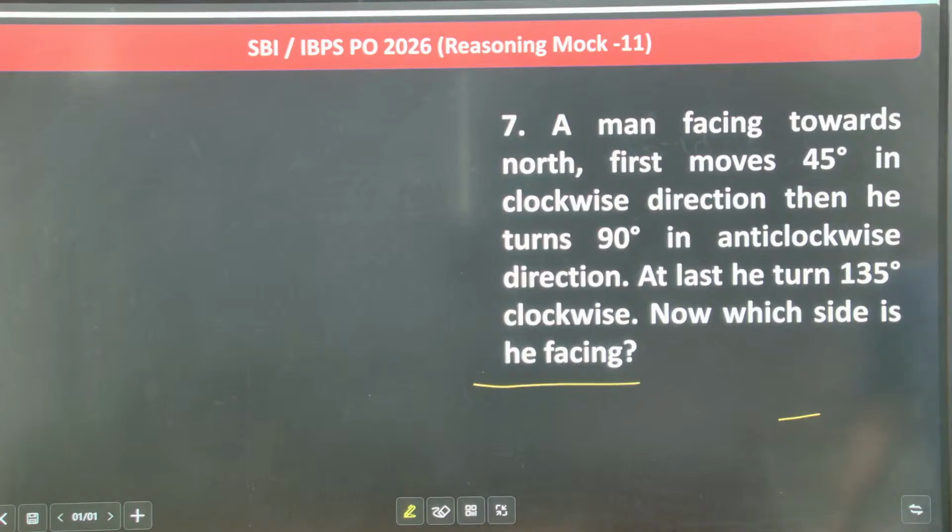Check this out. Vaishnavi, yes. Please answer.